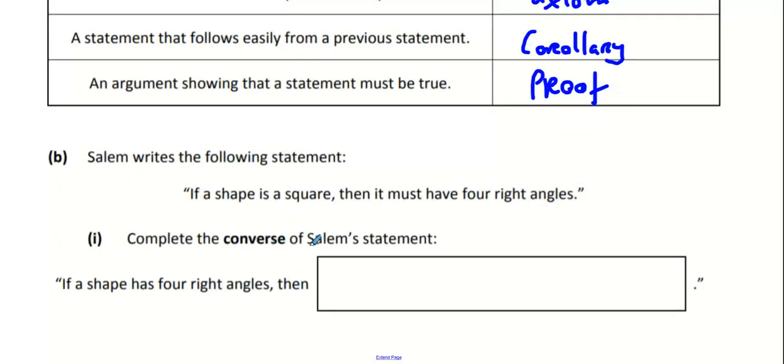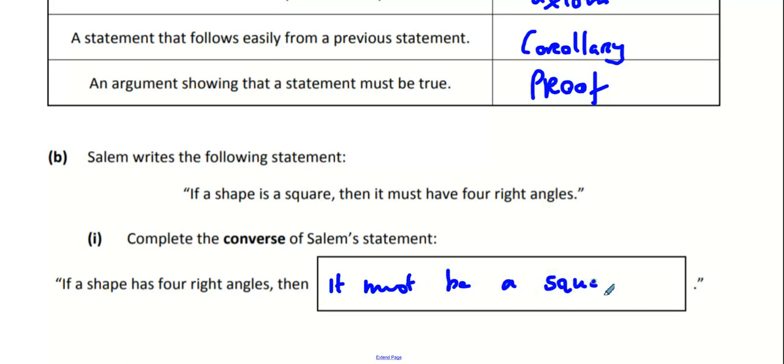Salem writes the following statement: if a shape is a square, then it must have 4 right angles. Complete the following of the converse of Salem's statement. If a shape has 4 right angles, then it must be a square.